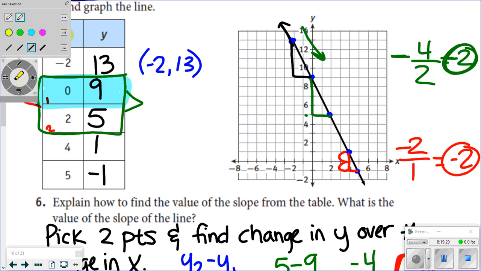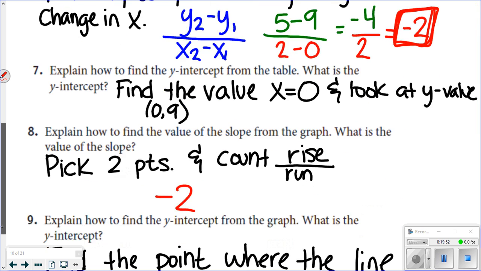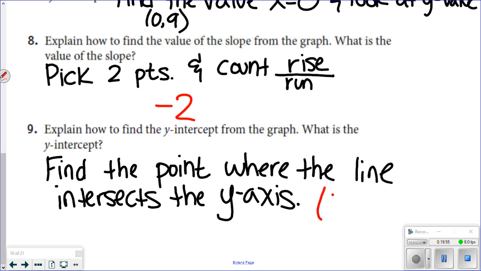Go back up. Here's my y-axis. My line touches or crosses or intersects at this point, which is 0, 9. So that would be the last answer to question 9. Your y-intercept is 0, 9.